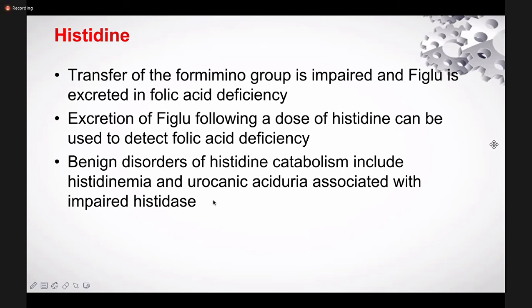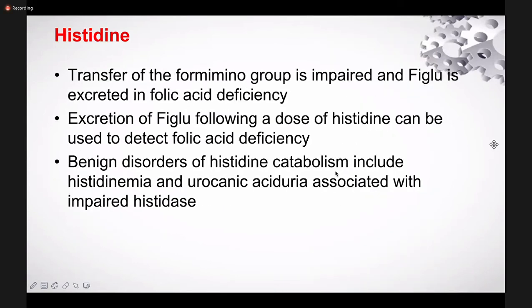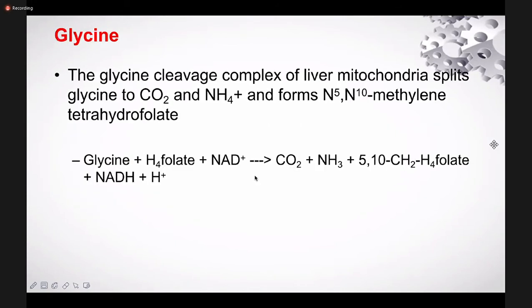So benign disorders of histidine catabolism include histidinemia and urocanic aciduria associated with impaired histidase. So here, so if there is an impaired histidase, mangyayari is, ayun, histidinemia and urocanic aciduria. Okay. So after histidine, we go to glycine.